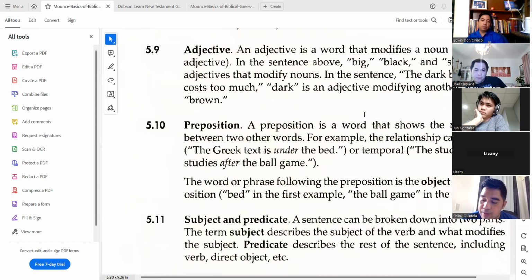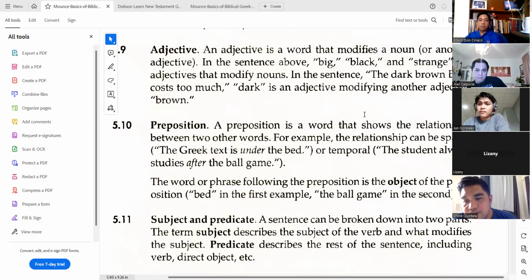A preposition is a word that shows the relationship between two words. For example, the relationship can be spatial, like the Greek text is under the bed, where it is placed, or temporal, the time. The student always studies after the ball game. After, before, in the spatial or the where it is placed.